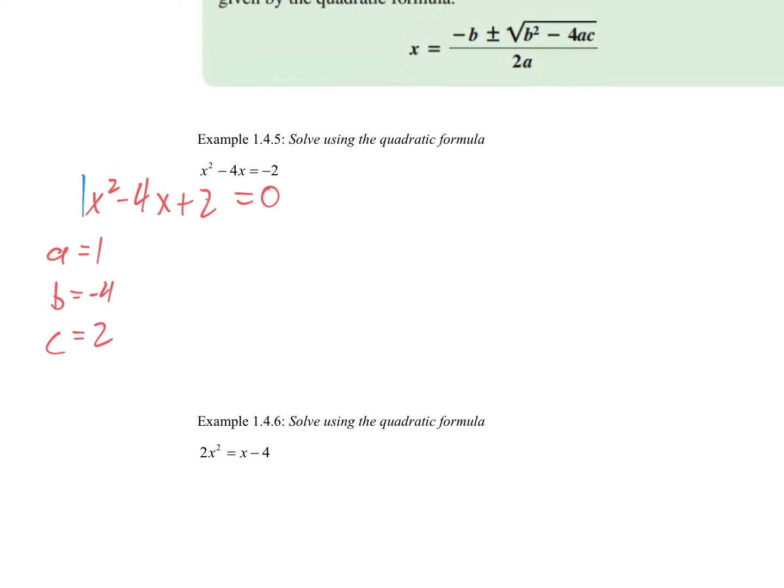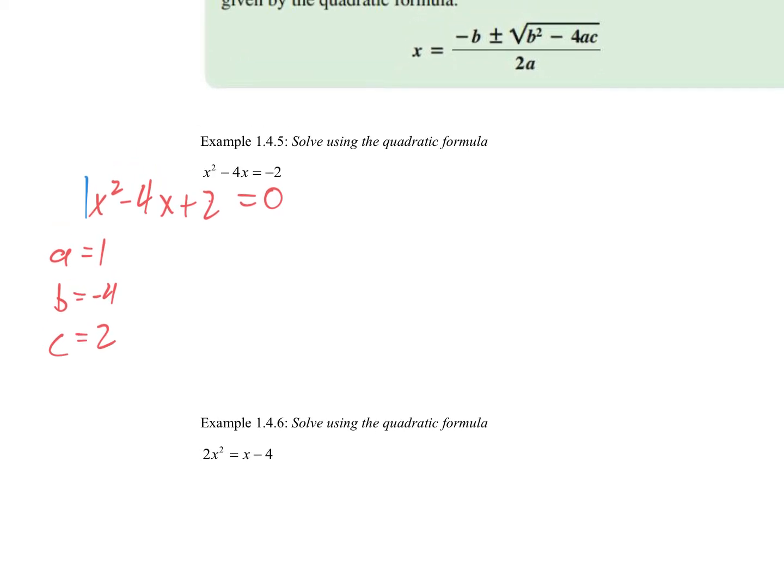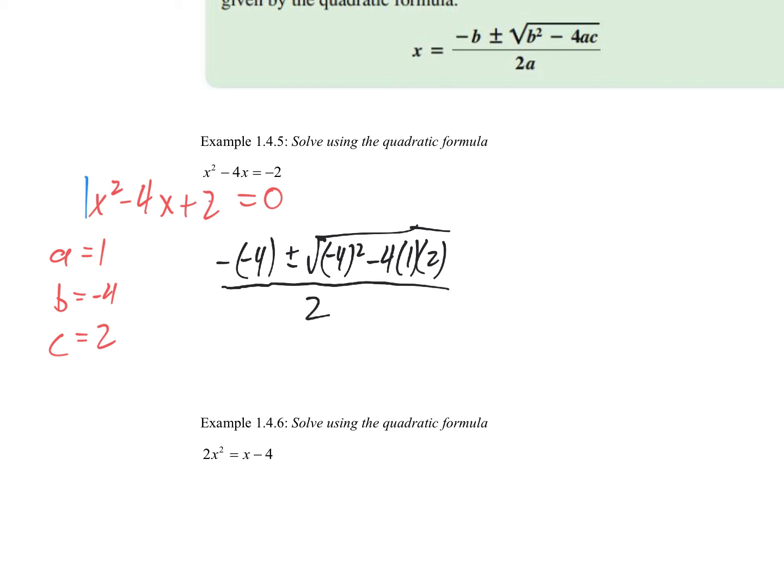Now, we're going to go to the equation that they've given us, and we're just going to fill in the numbers as they're given. Negative b, so -4, plus or minus the square root of b squared, make sure you're careful with your sign here, -4 squared, minus 4 times 1 times 2, and that's all going to be over 2a, so 2 times 1.